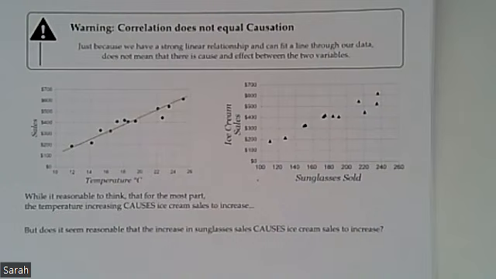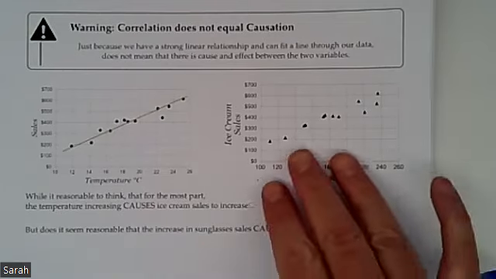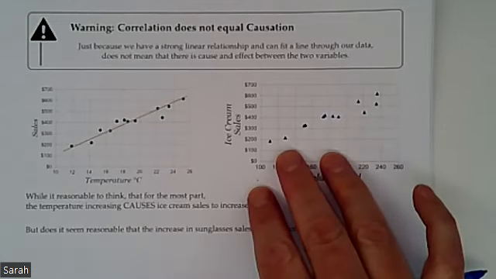We don't think that just because sunglasses are being sold, the sunglasses themselves cause the ice cream sales. What's really going on under the surface is there's another variable that isn't on this graph, and that variable is the temperature. When it's hot and sunny out, people are going to buy sunglasses, people are going to buy ice cream. That's really what's driving this relationship here.